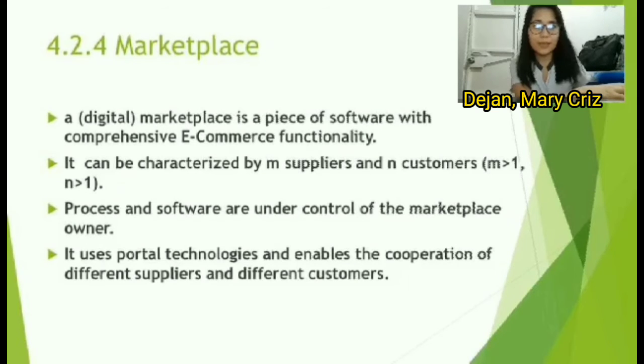Marketplace. A digital marketplace is a piece of software with comprehensive e-commerce functionality. It can be characterized by end suppliers and end customers. Process and software are under control of the marketplace owner. It uses portal technologies and enables the cooperation of different suppliers and different customers. Providing and demanding organizations act autonomously. It is possible that members are at the same time providing and demanding organizations.